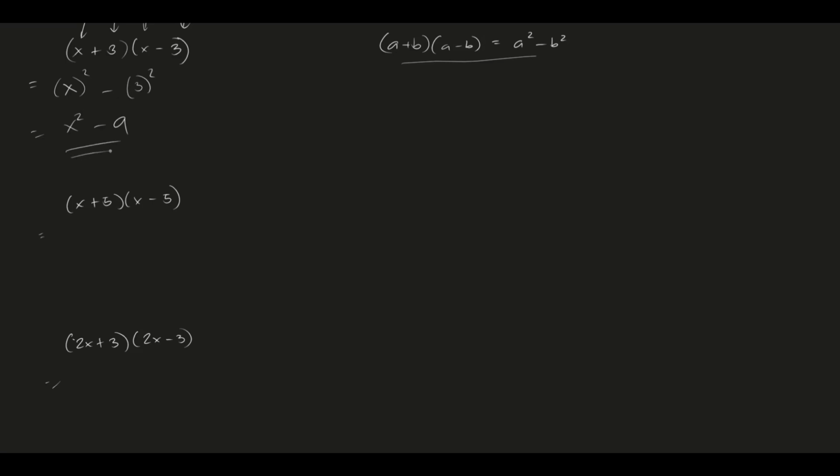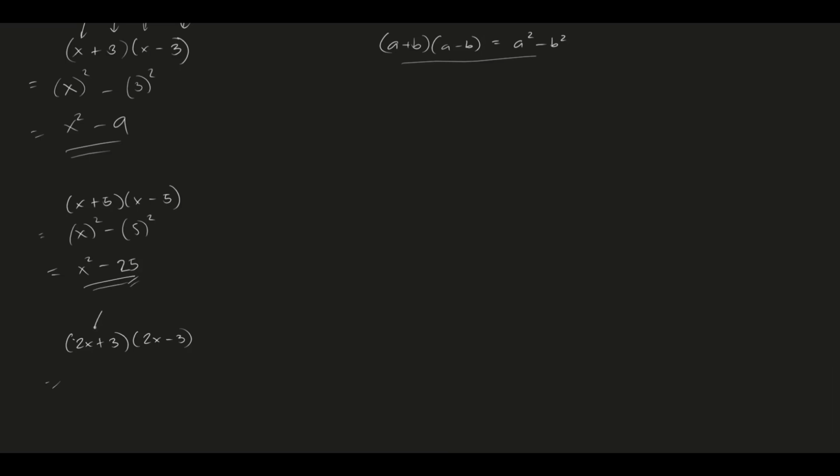Another example is we have x plus 5 and x minus 5. So our a is x, our b is 5. So we have x squared minus 5 squared. So x squared minus 5 squared is 25. So we have x squared minus 25 as our final answer.